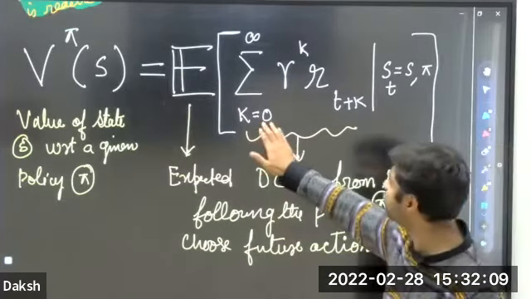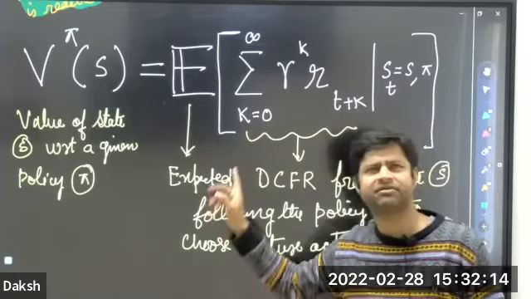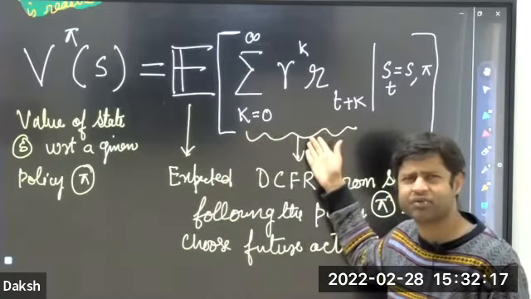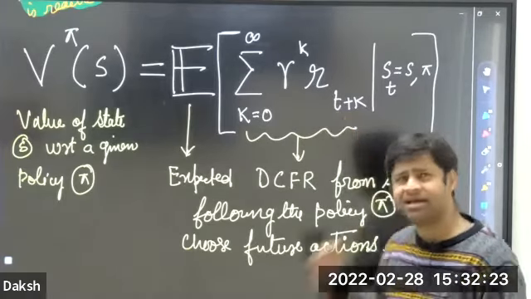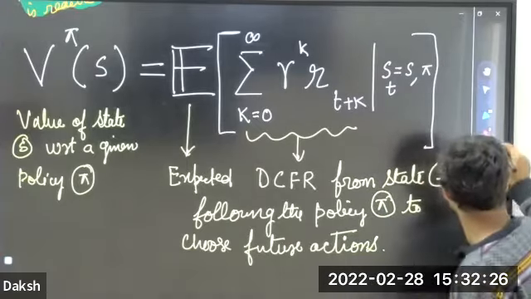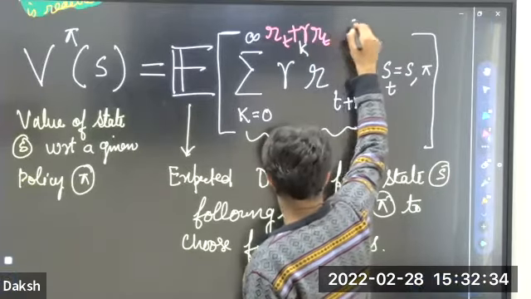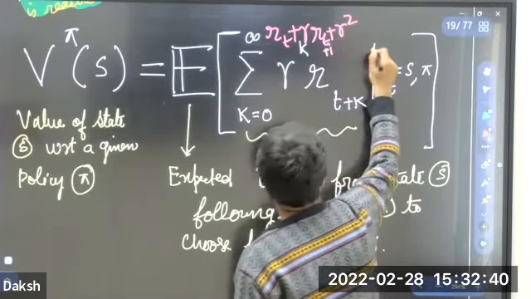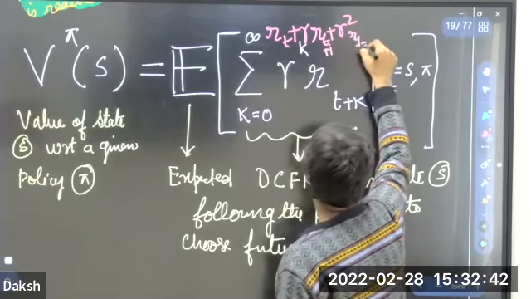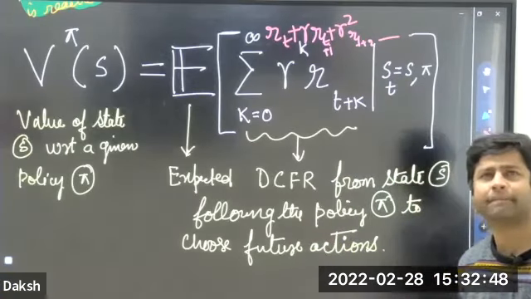You must have seen that sum over k equal to 0 to infinity of gamma to the power k, r t plus k. Any question to this? You just keep on placing things over here, you are going to get r. K will be 0, so it will be r t. So it is going to be r t plus gamma r t plus 1, then gamma square r t plus 2, and so on. Okay, that's the discounted reward.